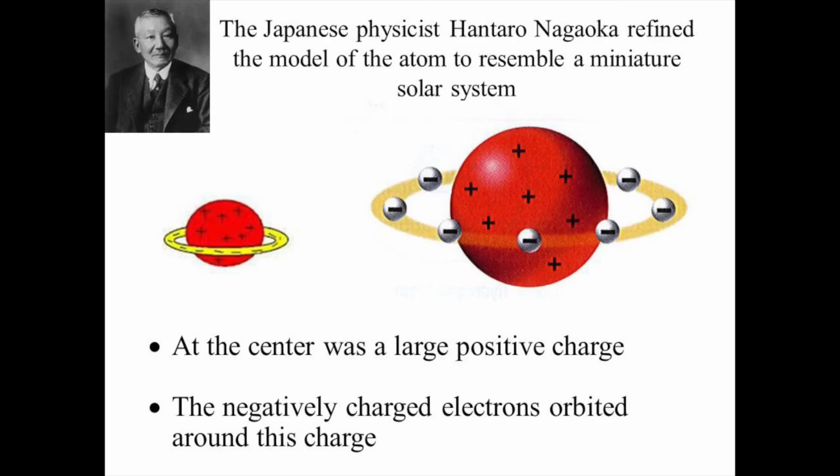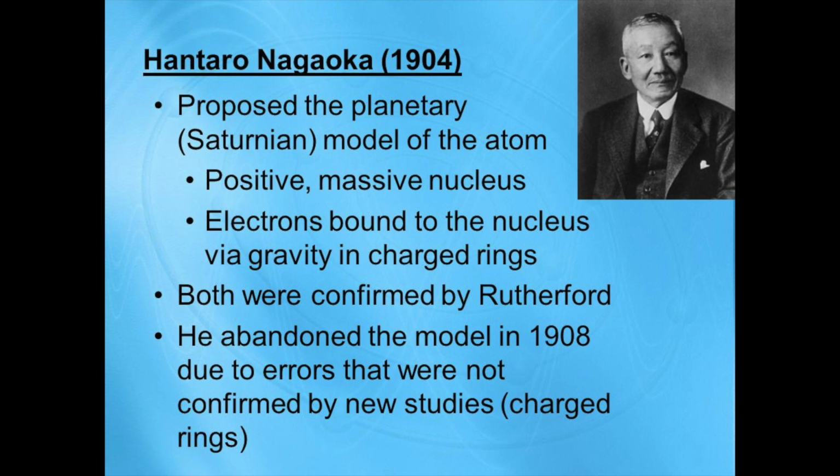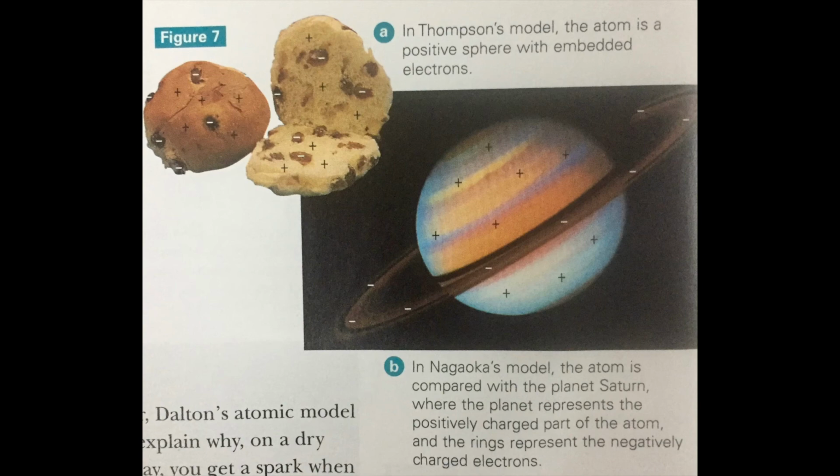The Japanese scientist H. Nagaoka, working at about the same time, modeled the atom as a large positive sphere surrounded by a ring of negative electrons. That's figure 7b. In Nagaoka's model, the atom is compared with the planet Saturn, where the planet represents the positively charged part of the atom and the rings represent the negatively charged electrons.